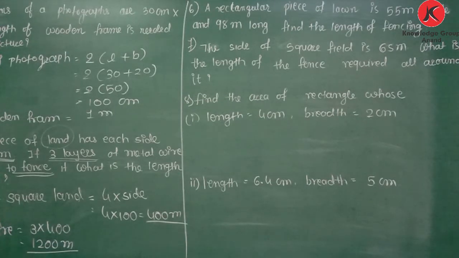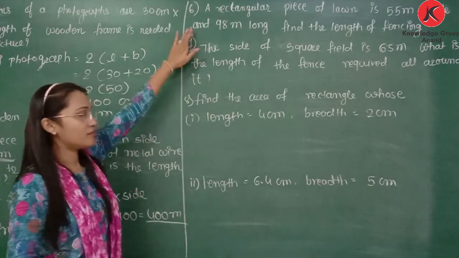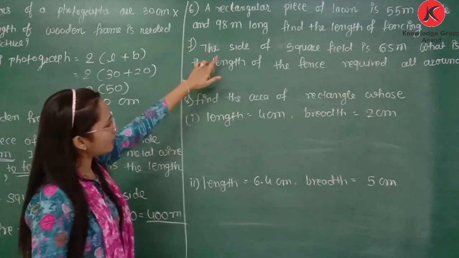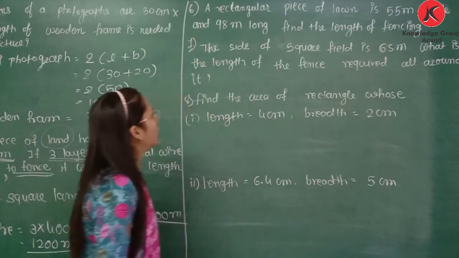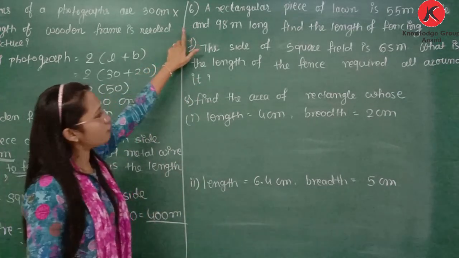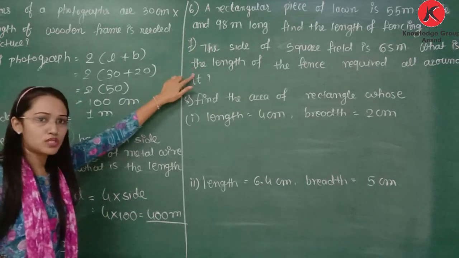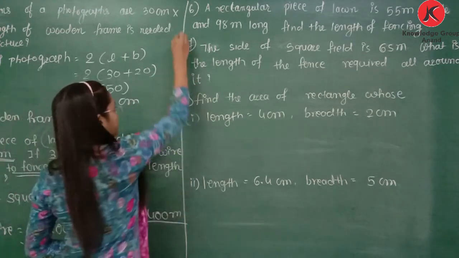Lawn is 555 meter wide and 98 meter long, find the length of fencing. That will be the homework. The side of the square field is 65 meter. What is the length of fence required all around it? So same, this is fencing for a rectangular piece of land and this is fencing for a square piece of land. So you need to solve these two examples in homework.